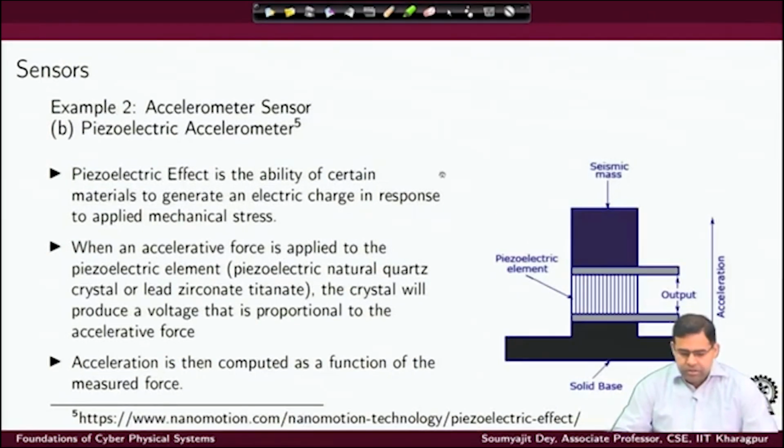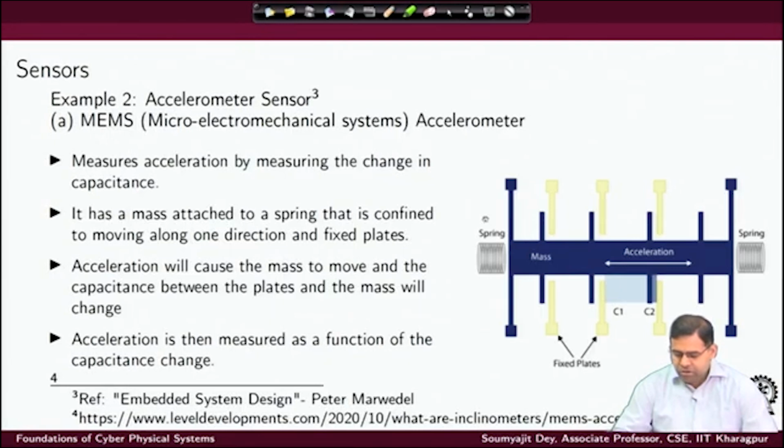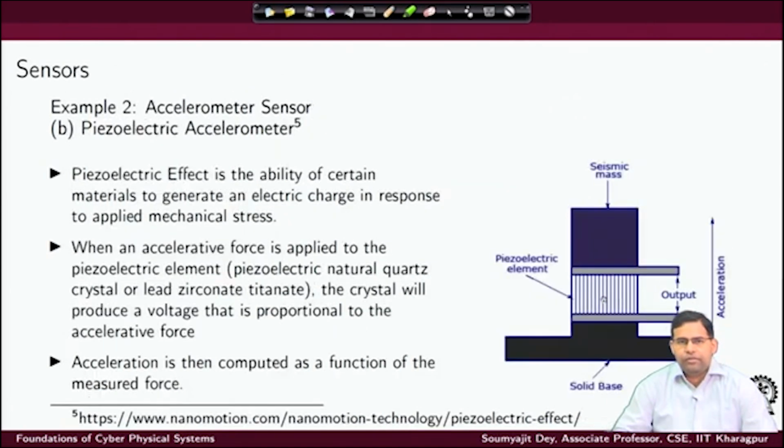So, this principle is more based on a spring mass system, and based on the spring mass system how the capacitance changes. Similarly, we can have accelerometers based on piezoelectrics. Piezoelectrics, as we know, have the ability to generate an electric charge in response to some mechanical stress that is applied. So, if you put pressure on a piezoelectric crystal, it will generate an electric charge.